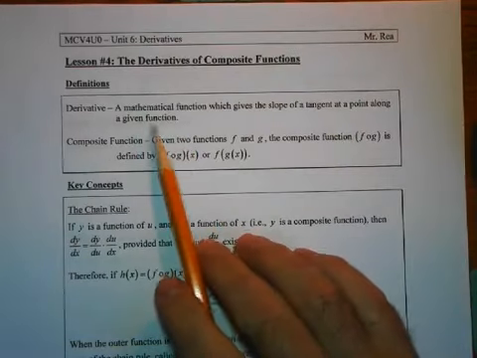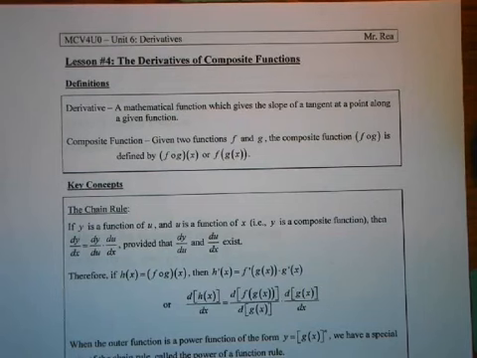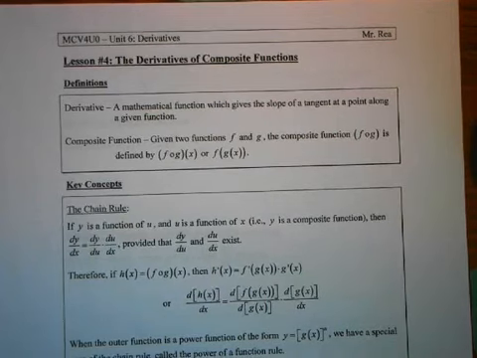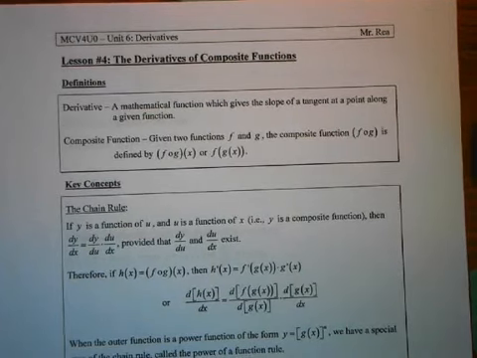Before we get to that, just a reminder, the derivative is a mathematical function which gives the slope of a tangent at a point along a given function, or it could be considered to give the instantaneous rate of change at a given value or given point. Both of them mean the same thing. Slope of the tangent, instantaneous rate of change, and derivative all mean the same thing. So now we're speaking in terms of the derivative, because the derivative is a function. Okay, so composite function.